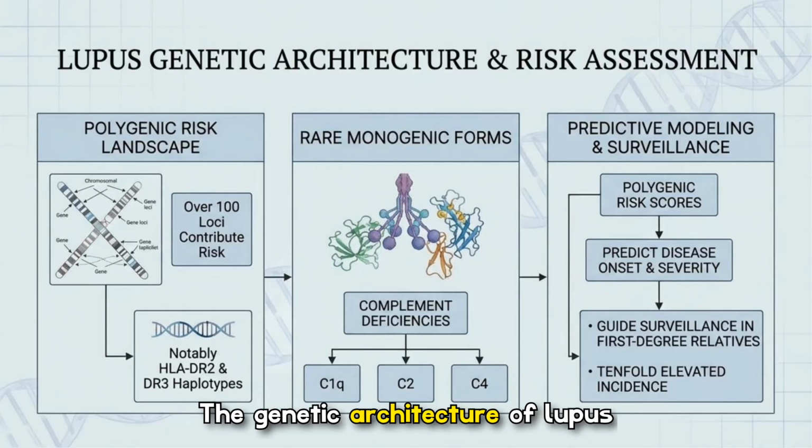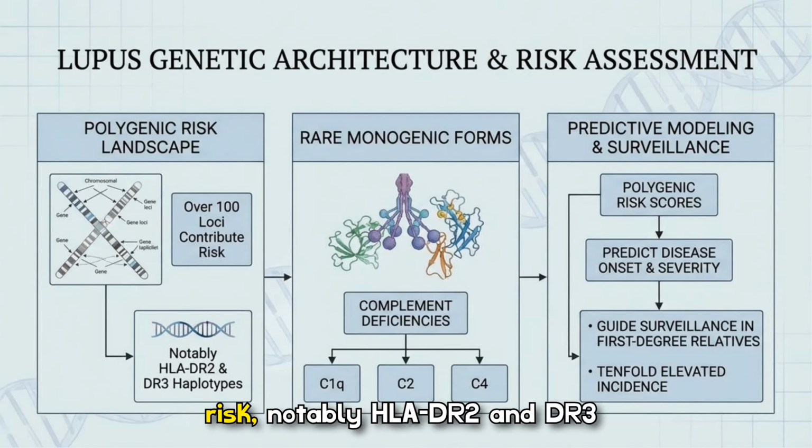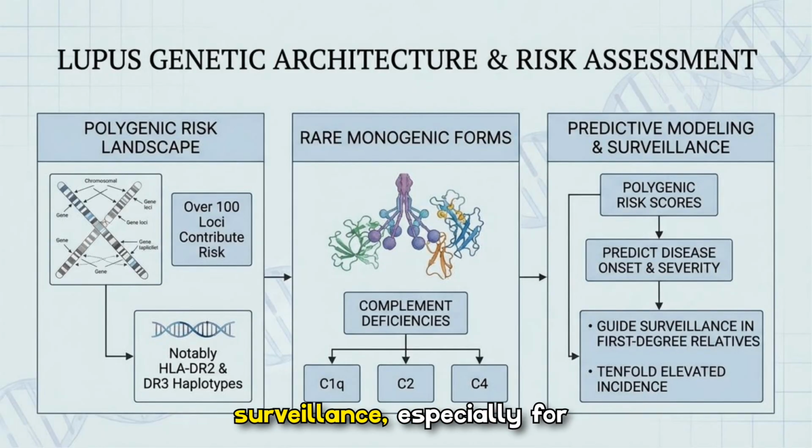The genetic architecture of lupus is complex, combining a broad polygenic risk landscape with some rare monogenic forms. Over 100 loci contribute risk, notably HLA-DR2 and DR3 haplotypes, while complement deficiencies like C1q, C2, and C4 represent rarer but high-impact causes. The slide also shows how polygenic risk scores are being developed to predict disease onset and guide surveillance, especially for first-degree relatives with markedly elevated incidence.